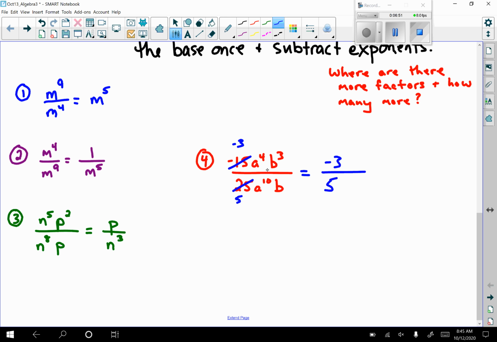Next I ask myself, where do we have more a's? That would be the denominator. How many more? 6. Where do we have more b's? That would be the numerator. How many more? 2.